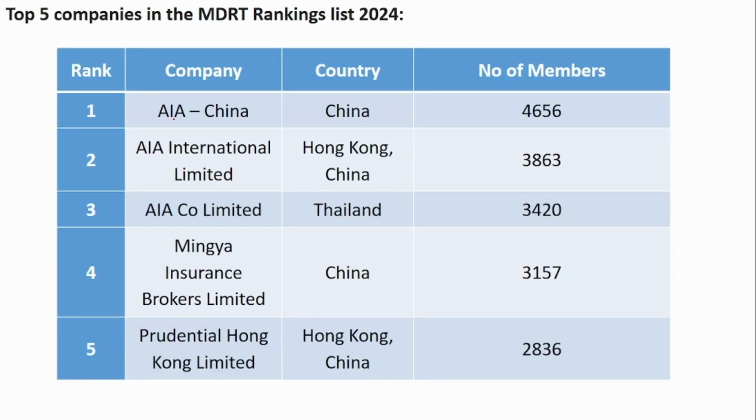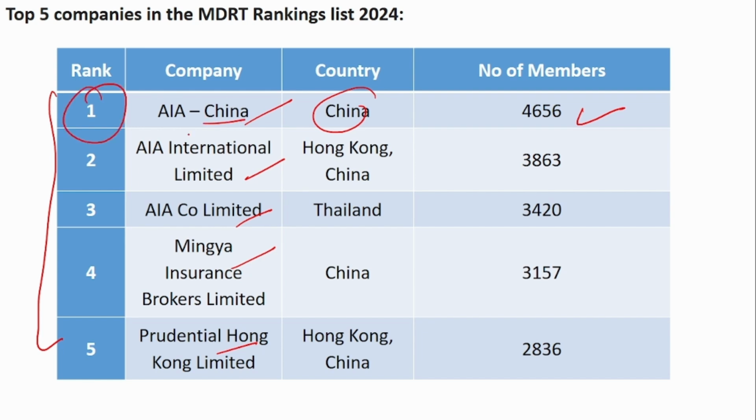The top 5 are, the first one was secured by AIA China, and the number of members was 4656. The second by AIA International Limited, third AIA Co Limited, and then fourth is Mingya Insurance Brokers Limited, and the fifth is Prudential Hong Kong Limited. So these are the 5 ranks. Remember the first one mainly, it is AIA China.